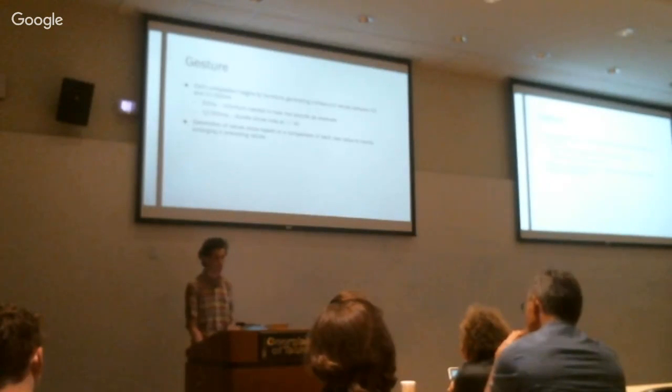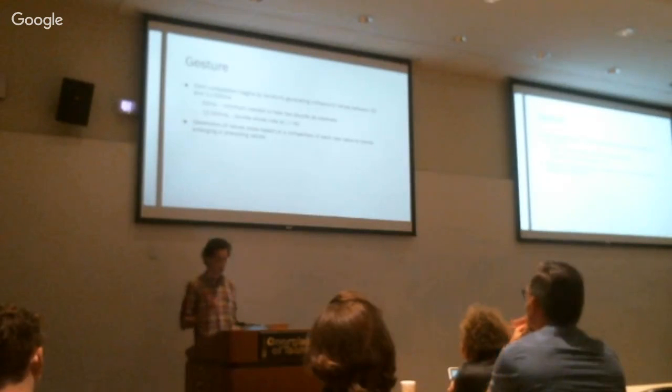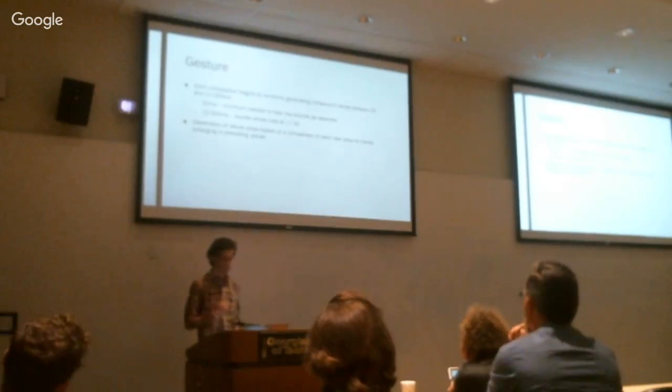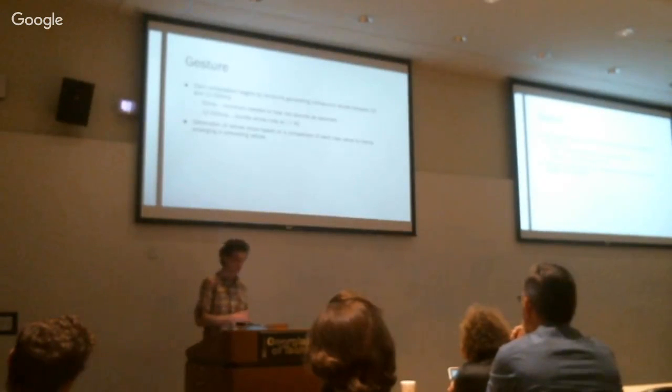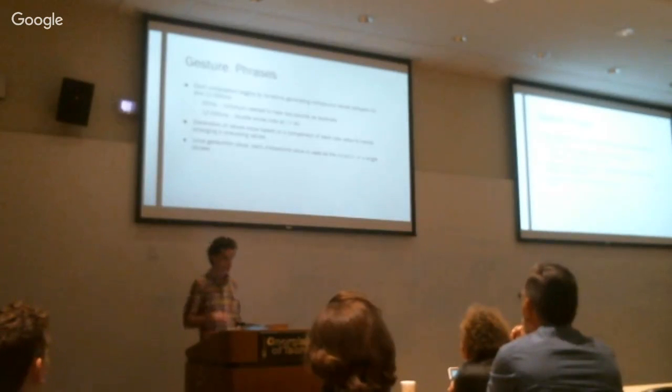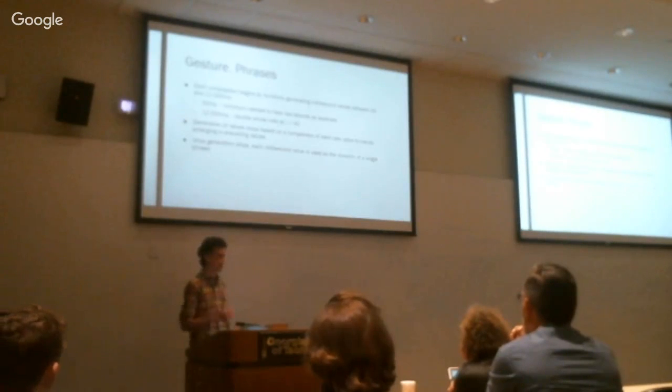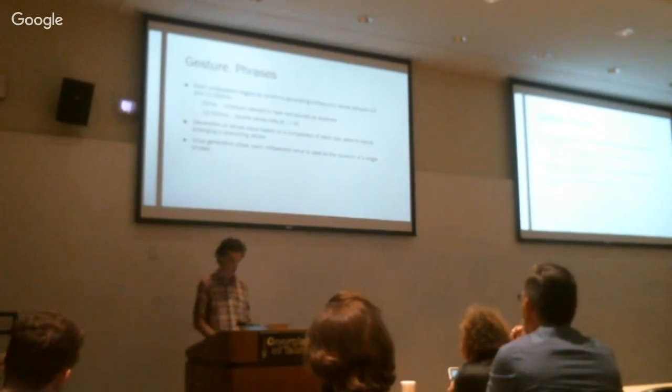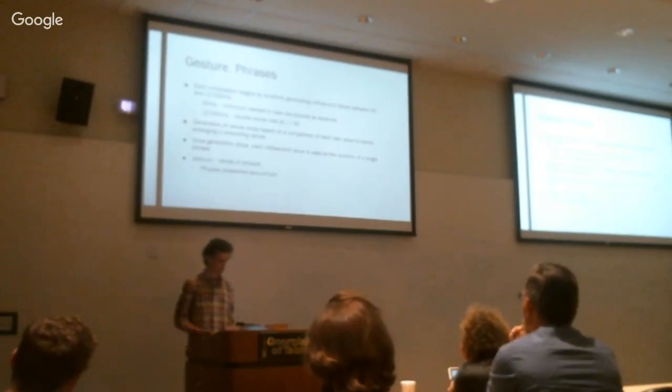And in the case that the program decides that it's not a part of the gesture, that value is discarded and generation stops. On the other hand, if values have been very different, then gesture generation is more likely to stop the more similar a new value is to preceding values. So once generation stops, each millisecond value is used as the duration of a single phrase, and this series of phrases is referred to as a gesture.